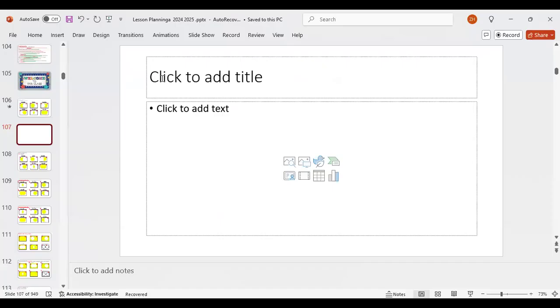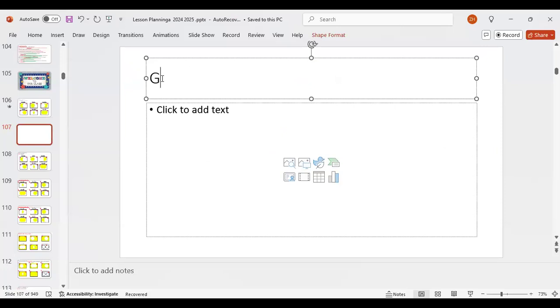So let's write this down. Write this down for me, please. So grade exercise. Again, write this down for me. This is grade exercise number 1.